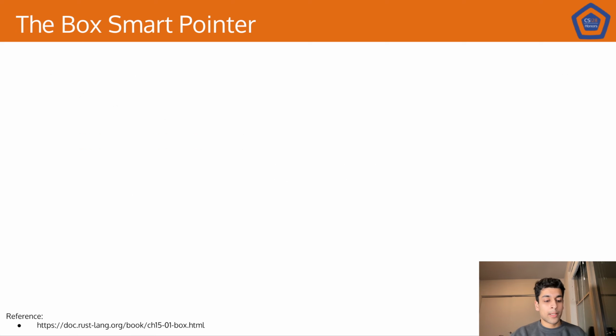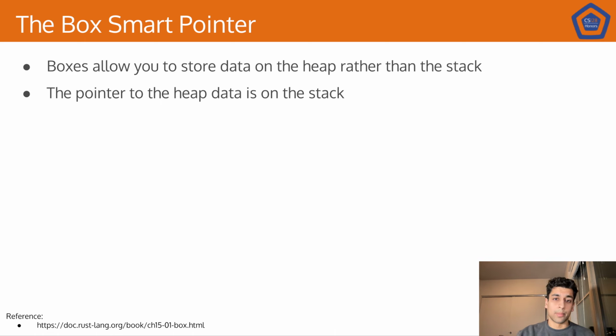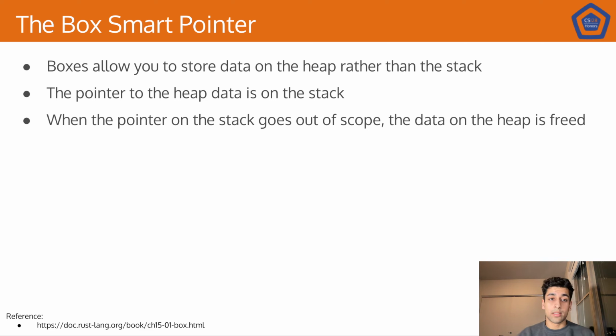Okay, so this is a super basic smart pointer in Rust. It's called the box. Boxes allow you to store data on the heap rather than the stack. When you declare a box, your pointer is on the stack, but the data that it points to is on the heap. So be careful with that distinction. The actual pointer itself, the memory address, gets stored on the stack. The contents at that memory address are on the heap. So a pointer to heap data is on the stack, and when this box smart pointer goes out of scope, the data on the heap is freed.